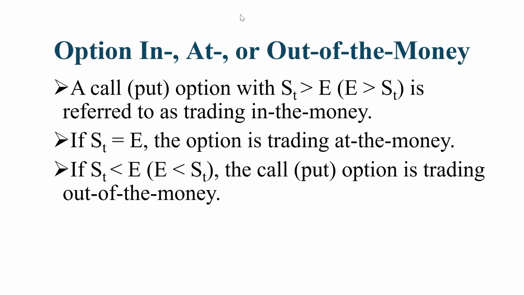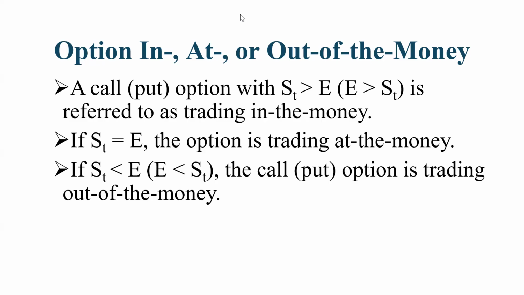Now, on the flip side, for the put option, which gives the holder the right to sell foreign currency at a set exercise price, you want to sell at a higher price, right? That's advantageous to the holder of the put option. You want to sell at a higher price. So when E, the specified exchange rate in the option contract, is higher than the spot exchange rate, we'll say the put option is trading in the money.